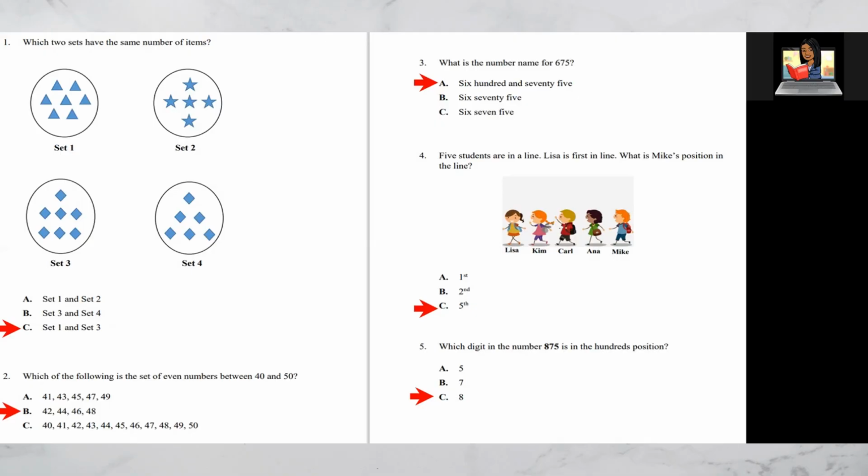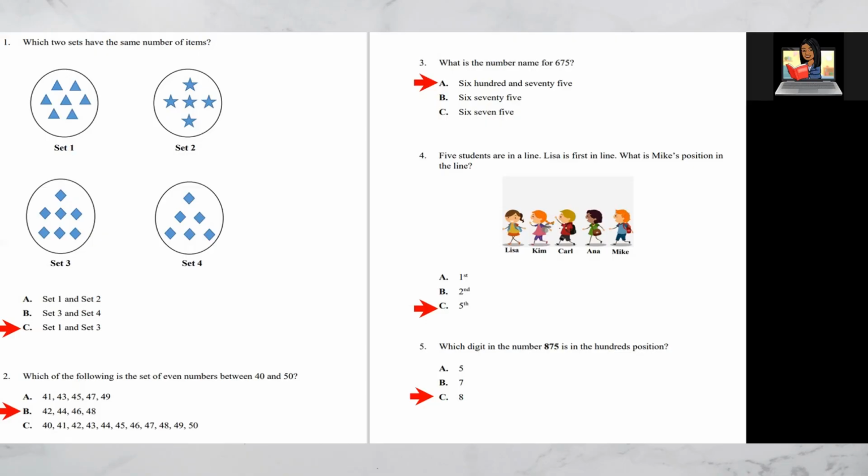Then question 4. 5 students are in a line. Lisa is first in line. What is Mike's position in the line? So if Lisa is first, Kim is second, Carl is third, Anna is fourth, and Mike is fifth. So Mike is fifth in the line. That has to do with your ordinal numbers, and we just did that. We just revised that the other day.